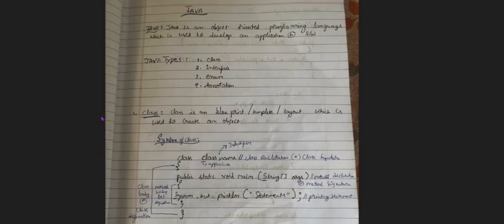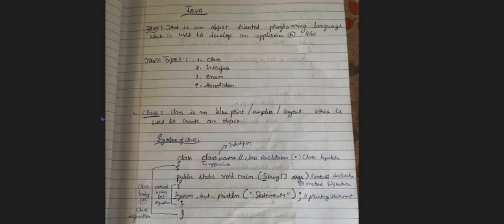Then, what is Java? Java is an object-oriented programming language which is used to develop applications or software. There are four types in Java. First is class, then interface, then enum, then annotation. I studied only class yesterday, so I am explaining about class. A class is a blueprint, template or layout which is used to create an object. If we need to create any object, we need the member called a class.